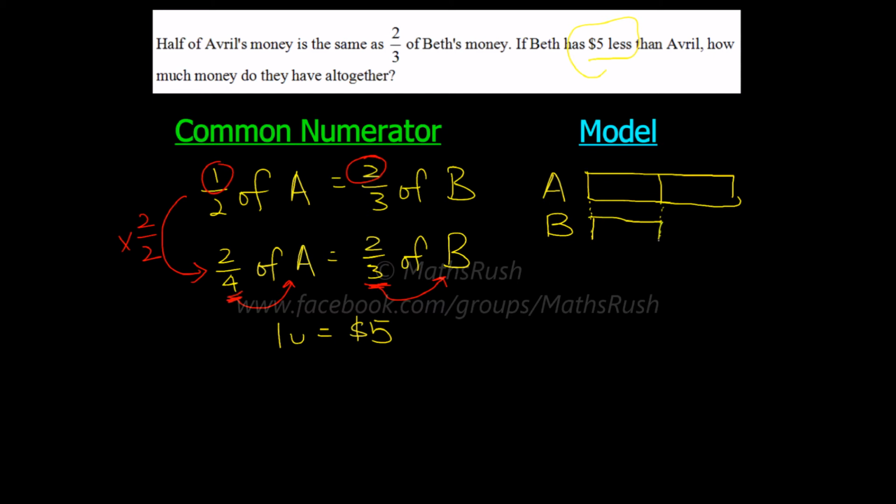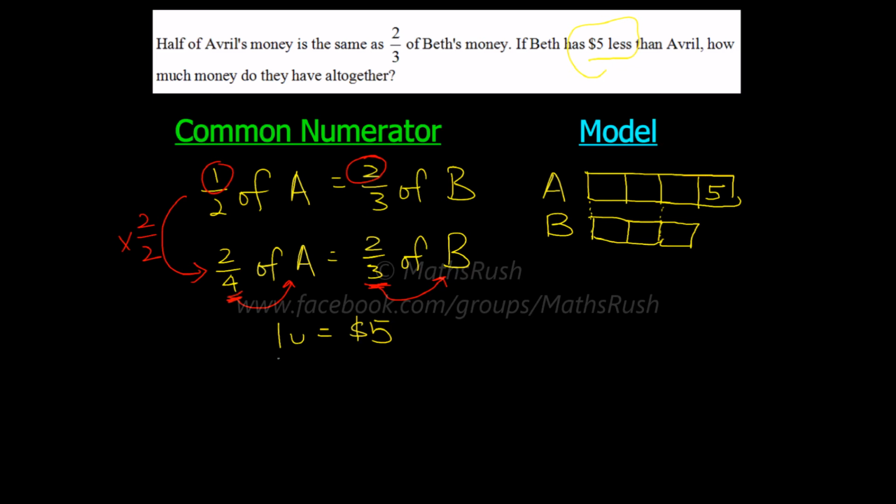2 units for Beth. Beth has a total of 3 units, so we need to draw 1 more unit over here. As you can see, Avril's 1 big box is the same as 2 boxes of Beth. I need to split this into 2 and split this into 2 as well. So yes, we can see that Avril has 4 units now and Beth has 3 units, and 1 unit is $5. Sorry, it's rather hard for me to do that. Anyway, 1 unit is equal to $5.